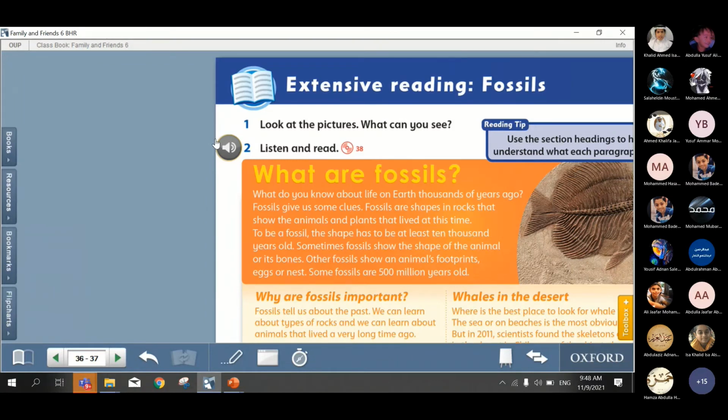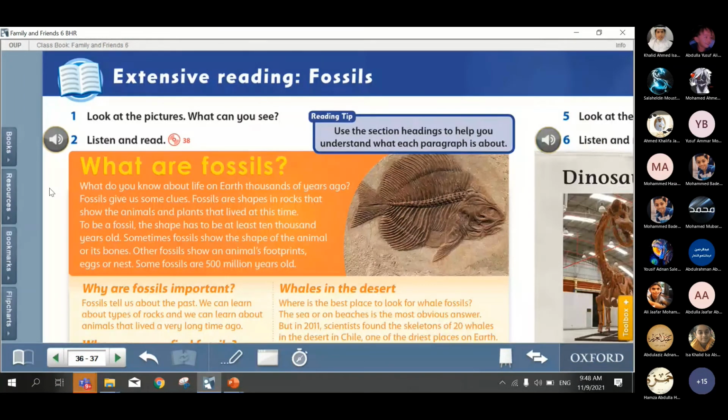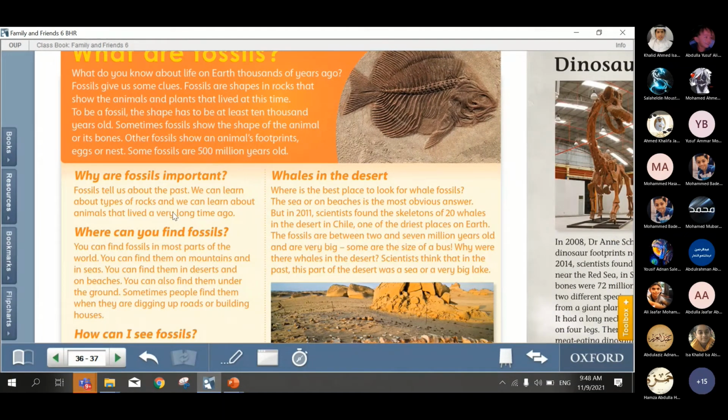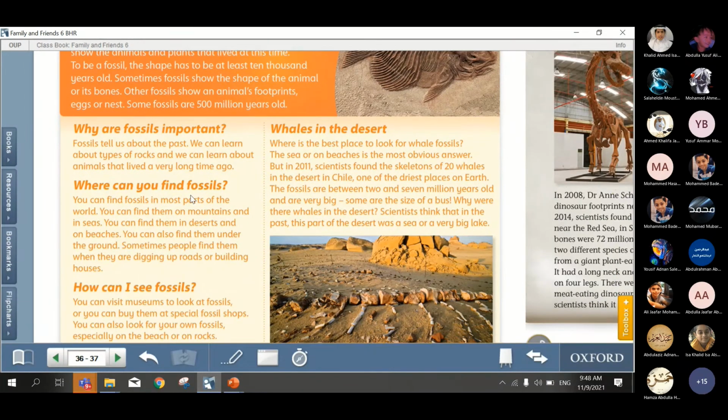So, let's learn more about fossils. What are fossils? Listen carefully. In this listening, we are going to learn about fossils. Why are fossils important? Where can you find fossils? Can you find fossils in your yard, in your back house? Let's check it. How can I see fossils? You will also learn about whales in the desert.